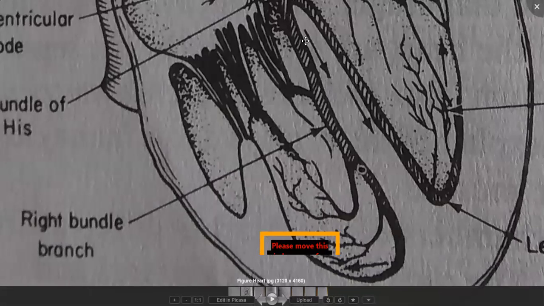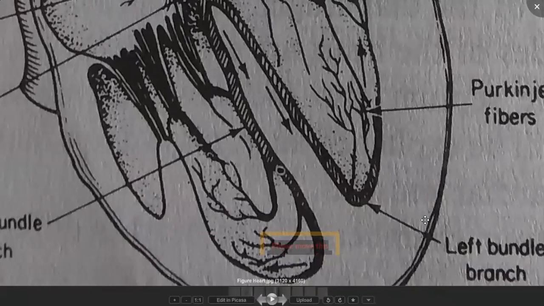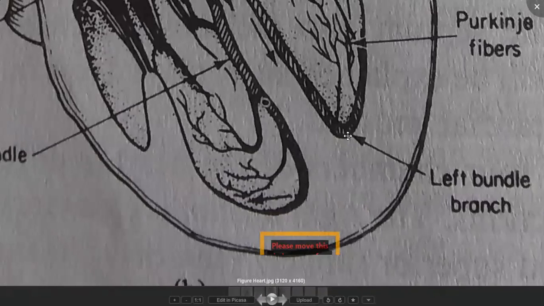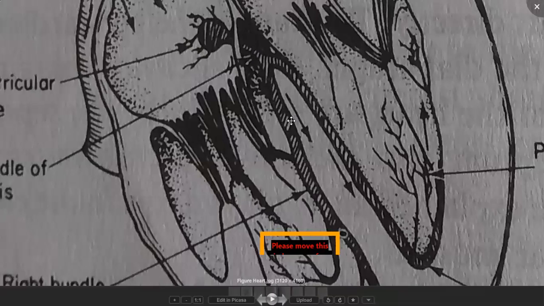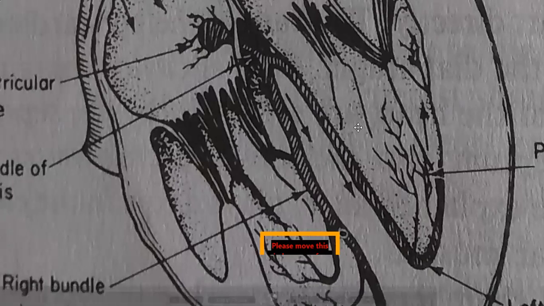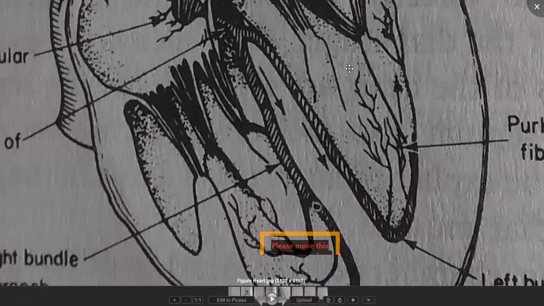Right bundle branch. We said that the bundle of His has two branches. One is the right side branch and another is the left side branch. The right side branch is called the right bundle branch and the left side branch is called the left bundle branch. So the electrical pulses will travel through these bundle branches and reach the ventricles through Purkinje fibers.